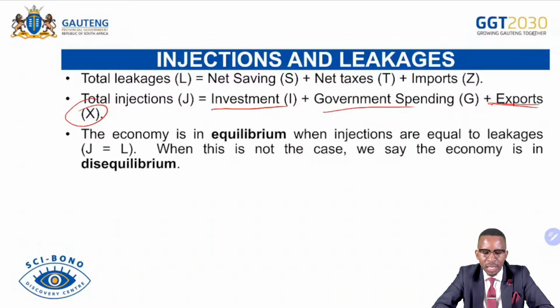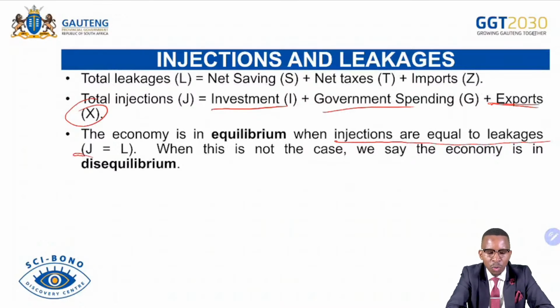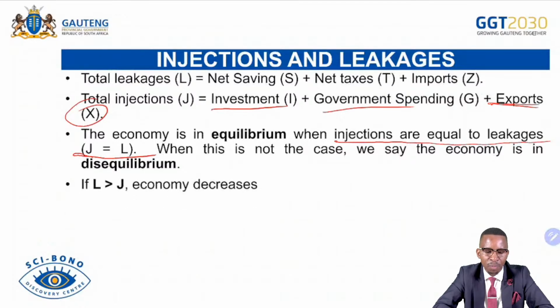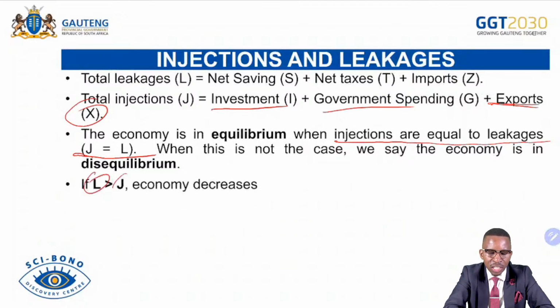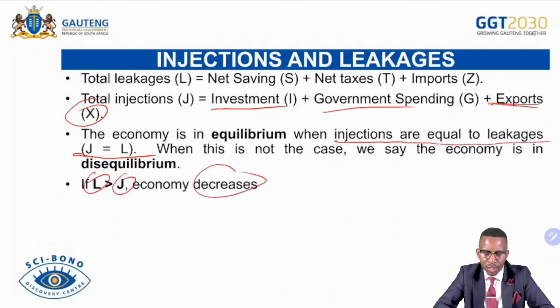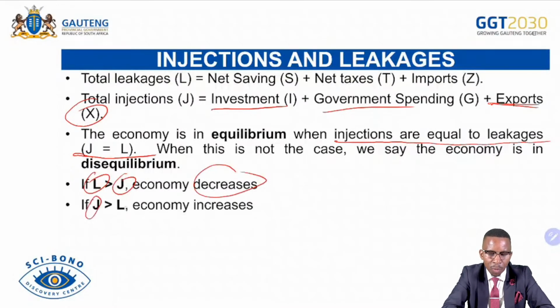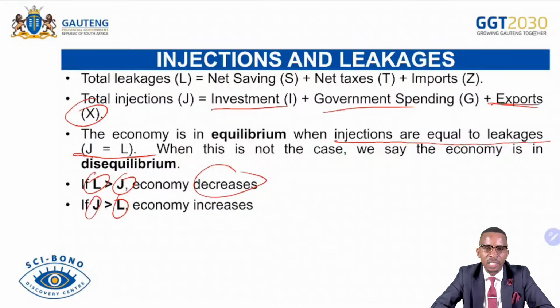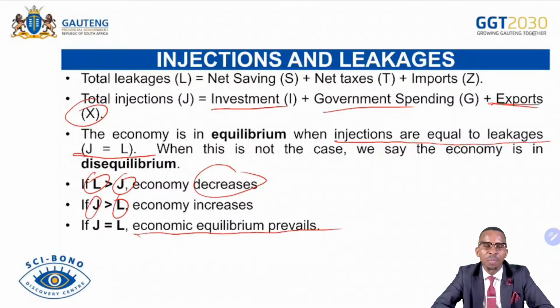So the economy is in equilibrium when injections are equal to leakages. So we have economic equilibrium whenever we have J equals L. Injections are equal to leakages. That is called economic equilibrium. Whenever leakages are more than injections, the economy will be decreasing. Oppositely, whenever injections are more than leakages, the economy will be increasing. So injections have a positive effect on the economy, and leakages have a negative impact on the economy. So if J equals L, we come across economic equilibrium; it prevails.